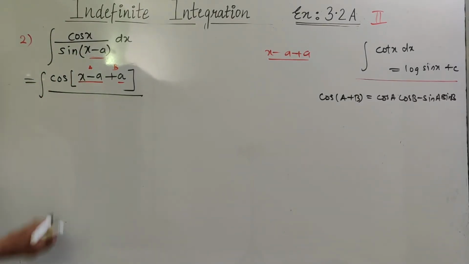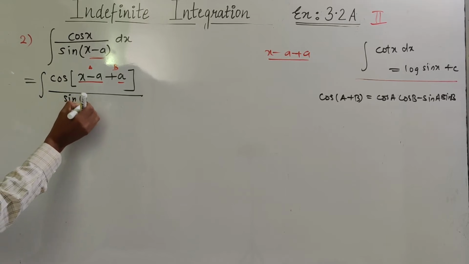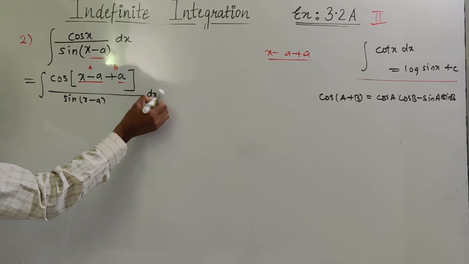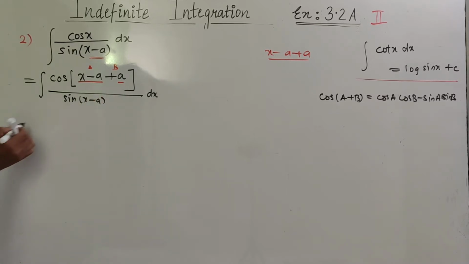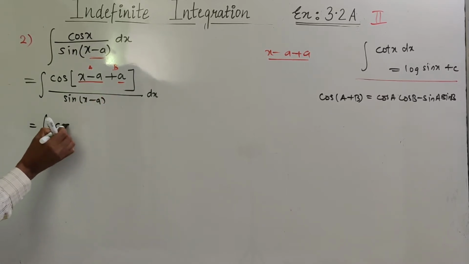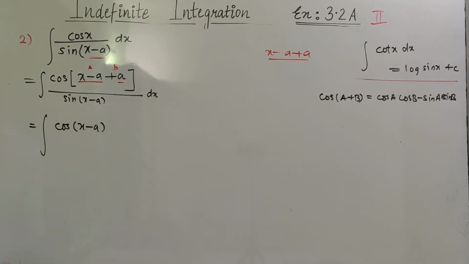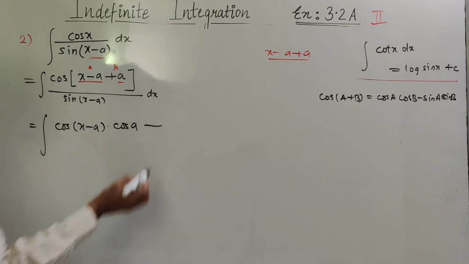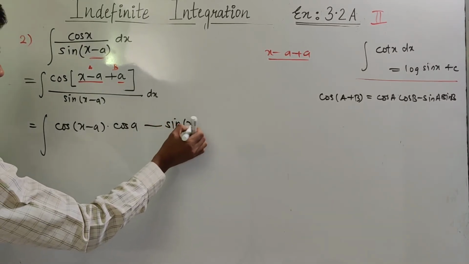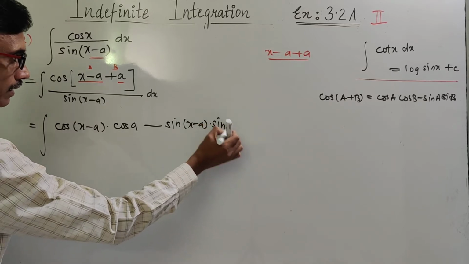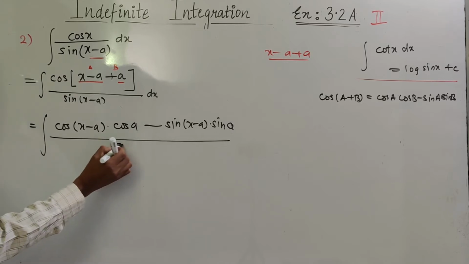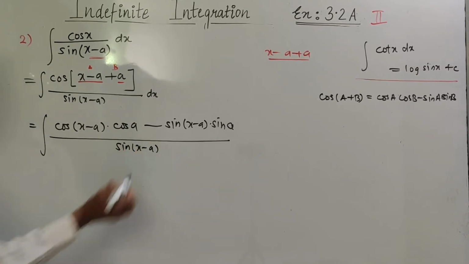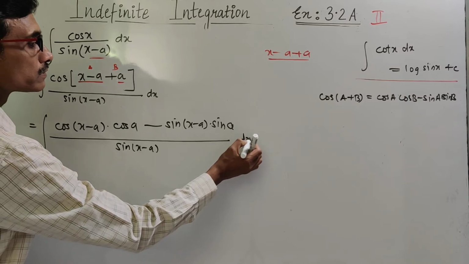Denominator sin of x minus a dx. Now cos(a plus b) is cos a cos b minus sin a sin b. So this is the integral of cos a, that is, cos of (x minus a) into cos b which is cos a, minus sin of (x minus a) into sin a, upon the denominator as it is, this denominator sin of (x minus a) as it is, into dx.